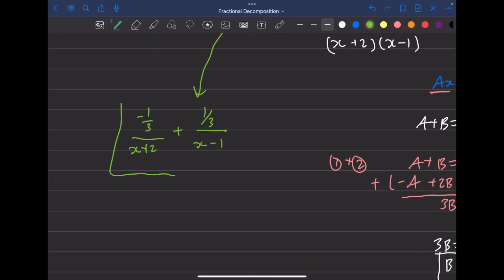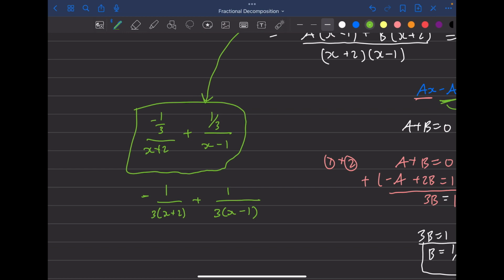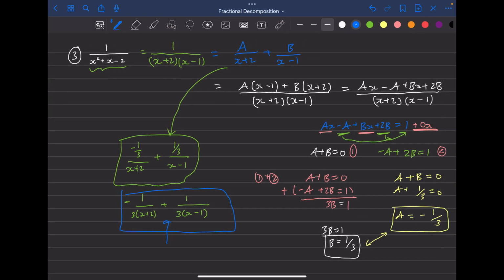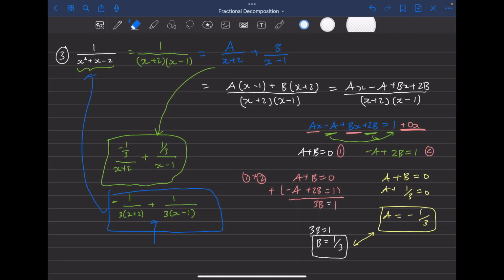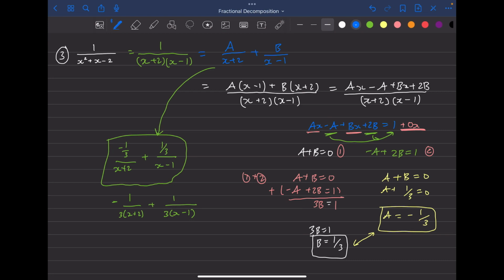We're basically almost done, but we're going to try and make this look nicer. So we're going to have negative 1 over 3(x plus 2), and then plus 1 over 3(x minus 1). And to check this kind of answer, this is the easiest thing you can always do: combine it together using the answer that you got and see if you get the original equation back. And that's pretty much it. So we're done this too.